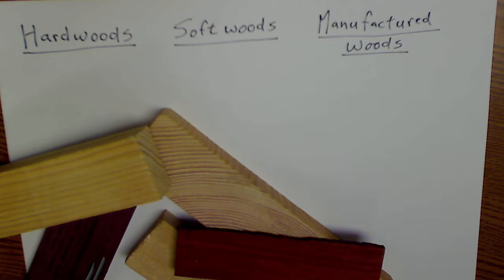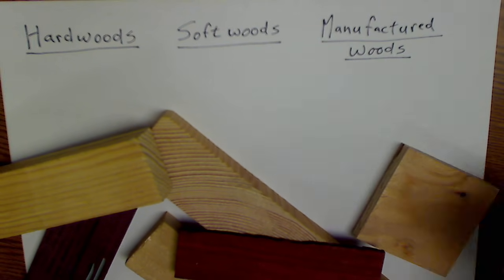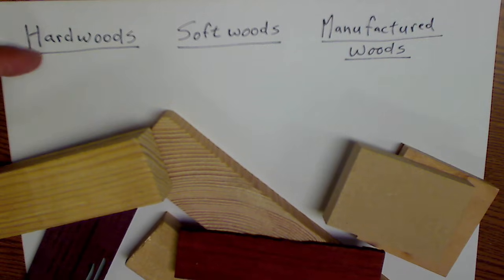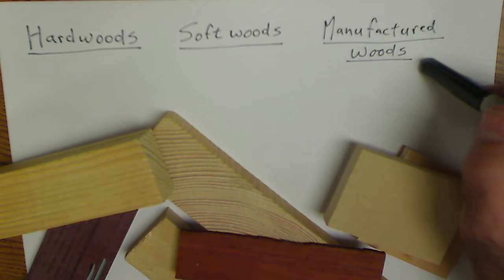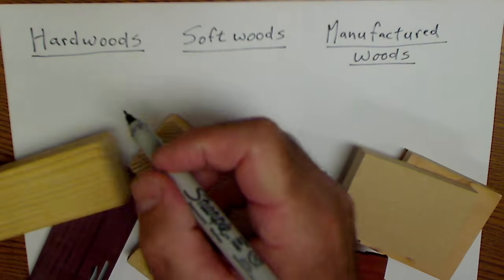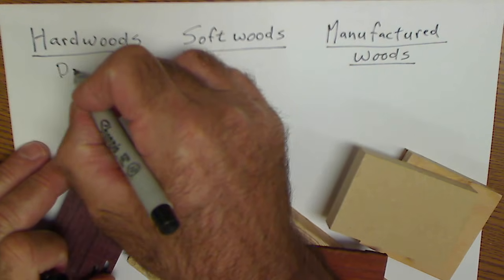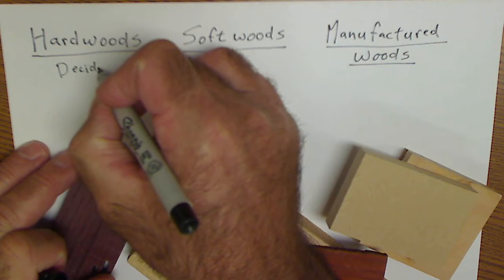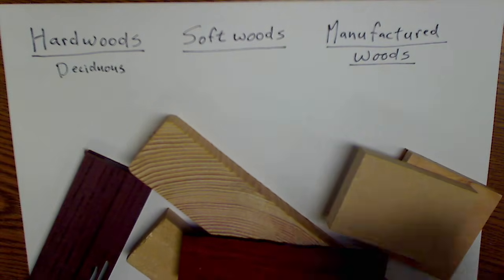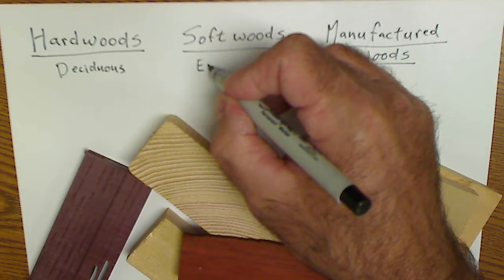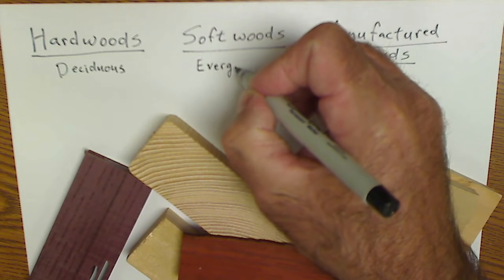So basically there's really three different categories of woods. The first is hardwoods, the second is softwoods, and then manufactured woods. A lot of people designate hardwoods from deciduous trees, and deciduous trees are trees that lose their leaves in the wintertime. Softwoods are usually evergreens, but of course there are exceptions to every rule.